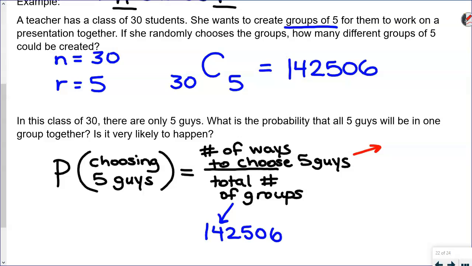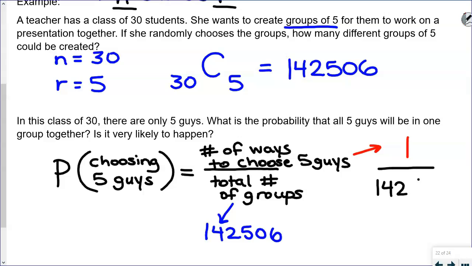So we just need to think about how many ways could we put 5 guys into a group of 5. So if order doesn't matter, then all 5 of those guys being in one group together can only happen one way, right? And that's when all 5 of them are in that group of 5. So there's only one way that can happen.